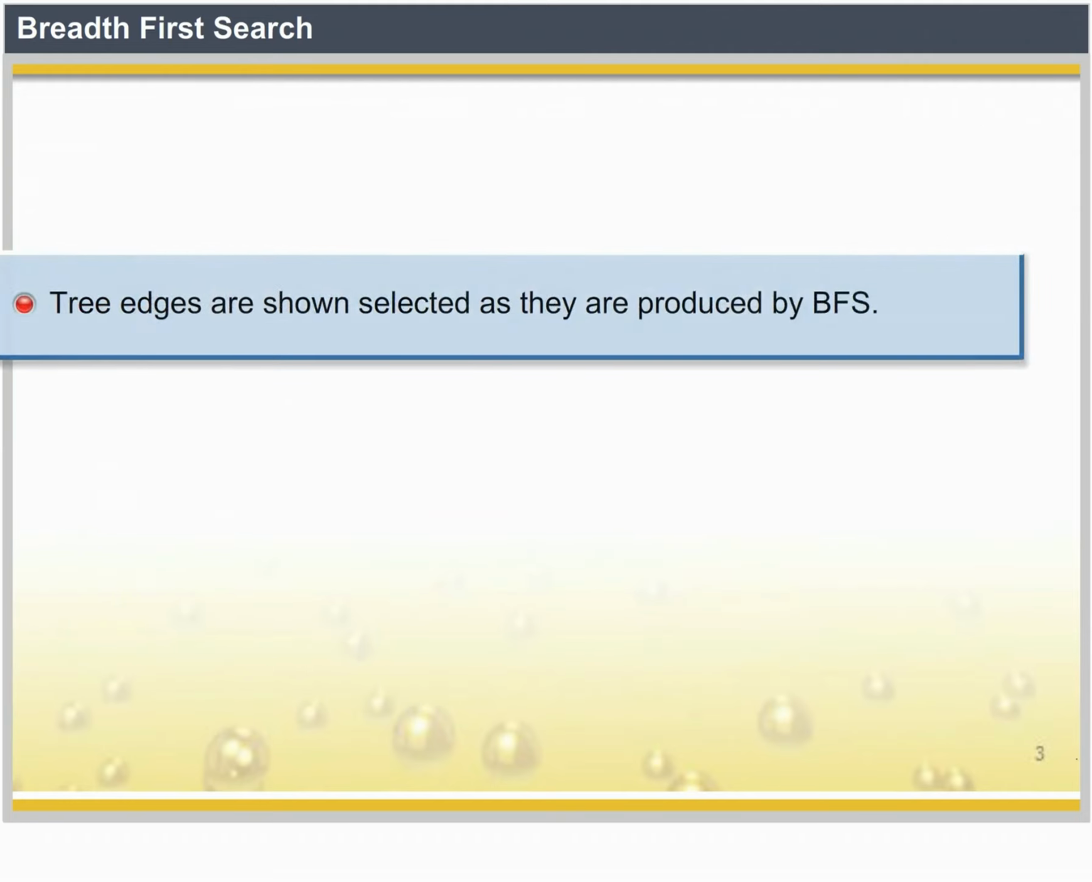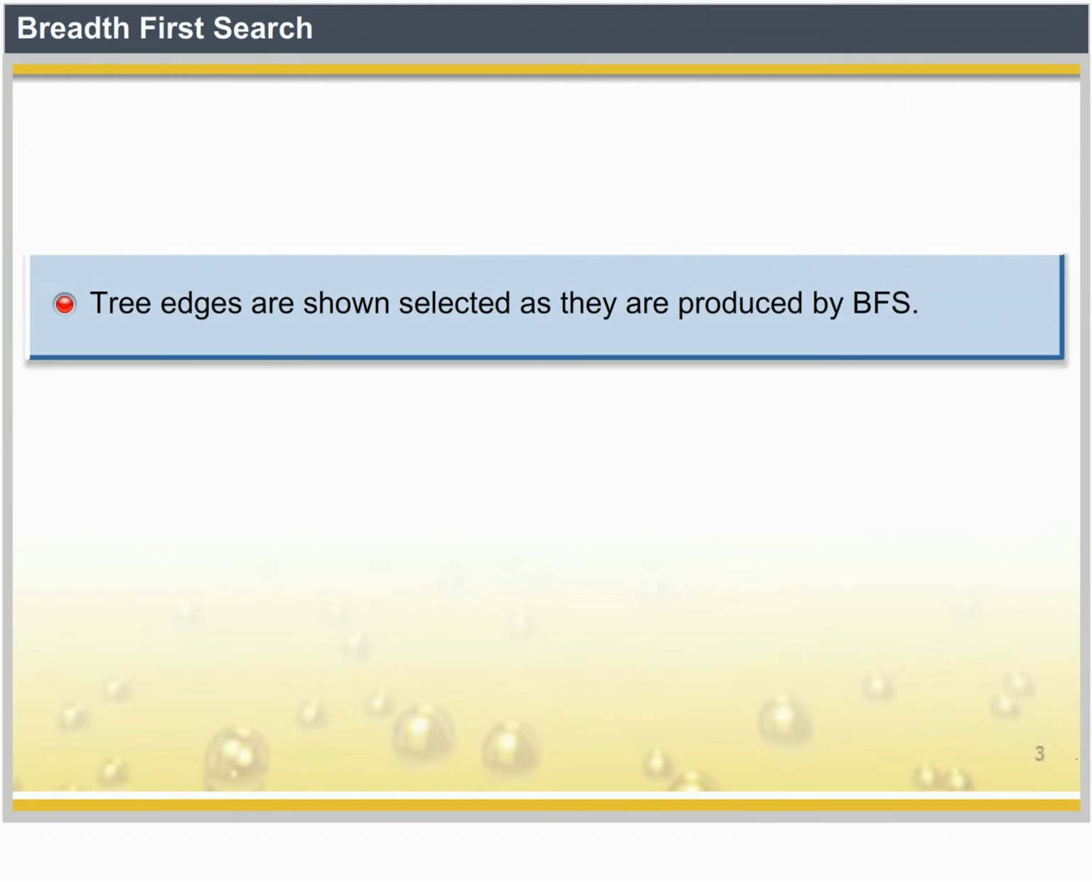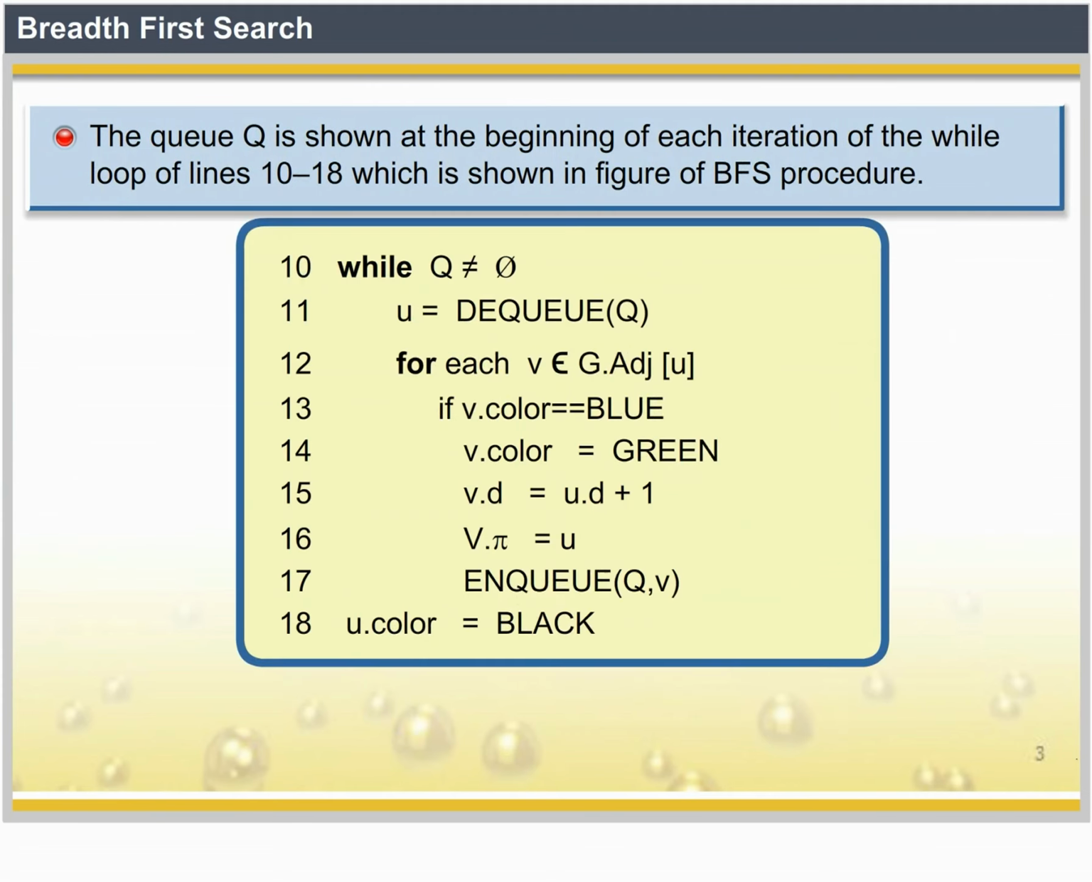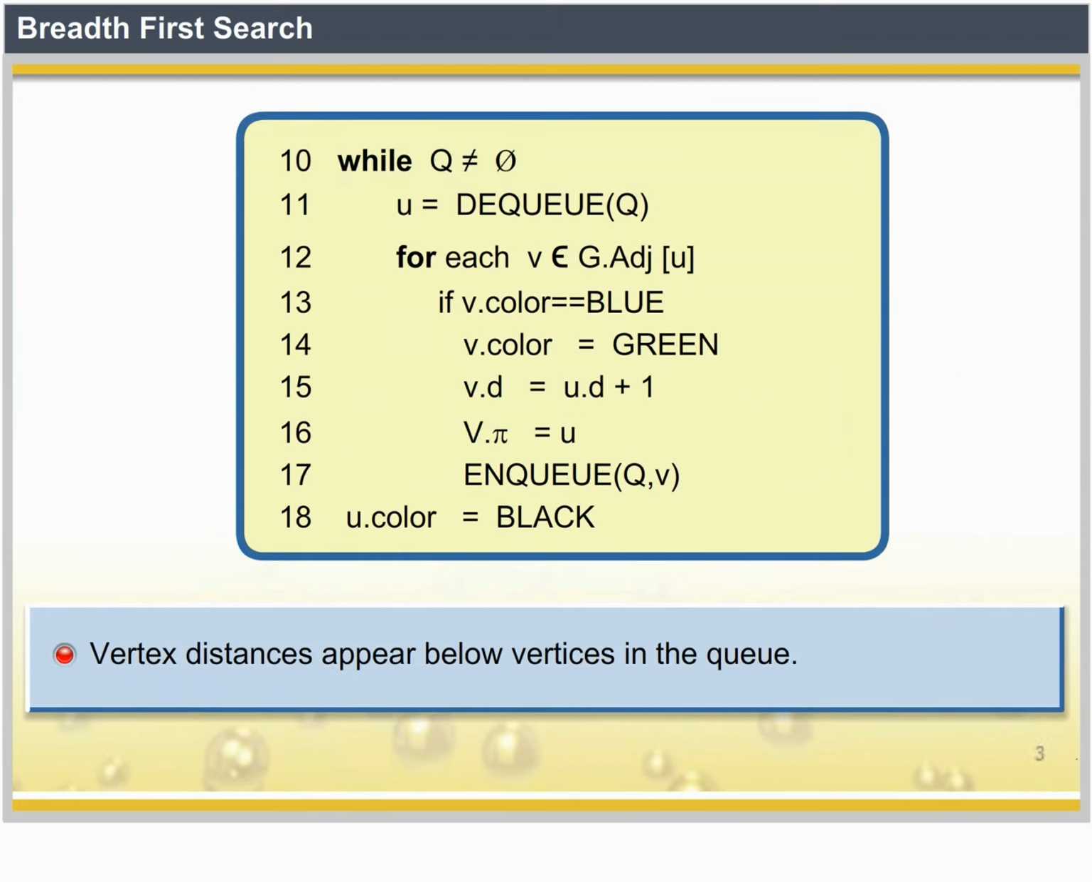Tree edges are shown shaded as they are produced by BFS. The value of u.d appears within each vertex u. The queue Q is shown at the beginning of each iteration of the while loop of lines 10 to 18 of the BFS procedure shown in this figure. Vertex distances appear below vertices in the queue.